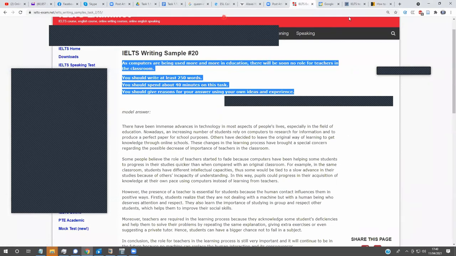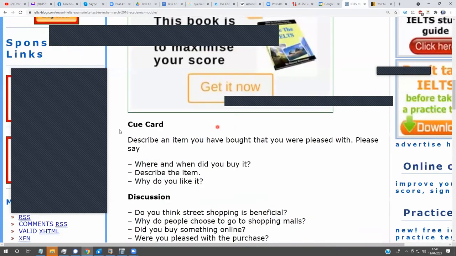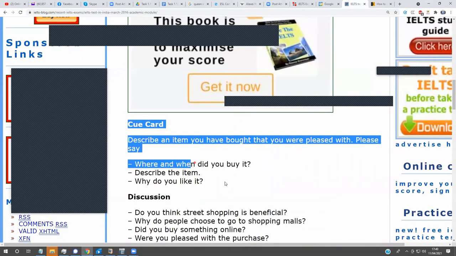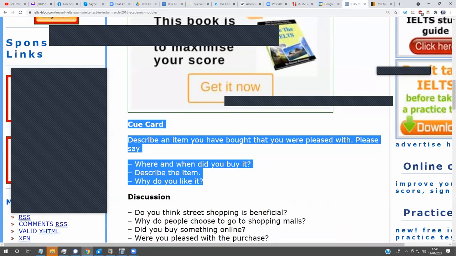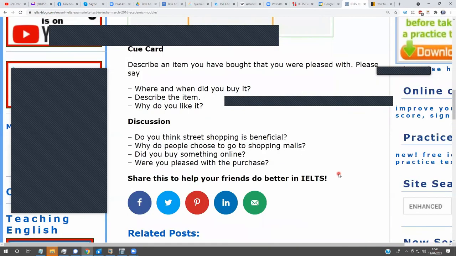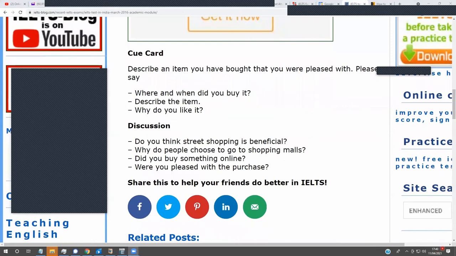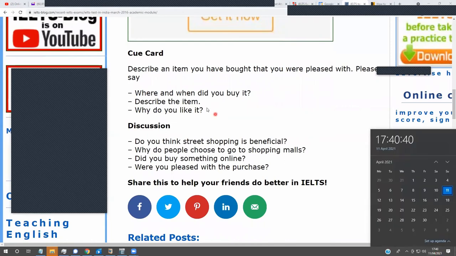Okay, let's go ahead. So, Saleja, the question for you, it's a cue card, please. Describe an item you have bought that you are pleased with, and please say where and when you bought it, describe the item, and why you like it. Okay, so you have 1 minute to prepare, Saleja. And when you're ready, speaking for 1 to 2 minutes, please.